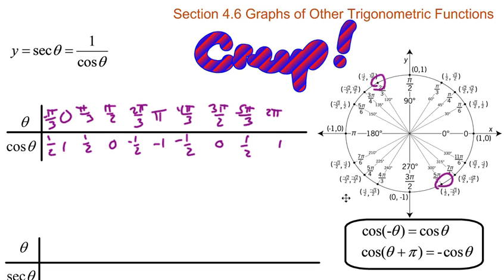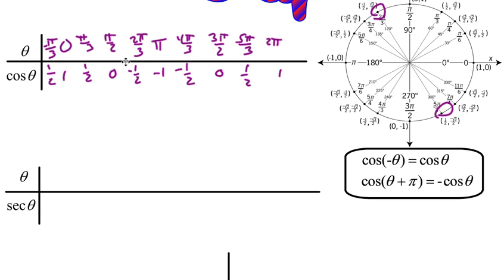Now I'm going to take these same theta values and plop them all down here, but I'm going to take the reciprocal of these because that's how we plot our secants. So same thetas, except I'm going to take the reciprocal of the cosine values. So negative pi over 3, and then 2. Like I got 2 by doing the reciprocal of 1/2. So 0, reciprocal of 1 is just 1.